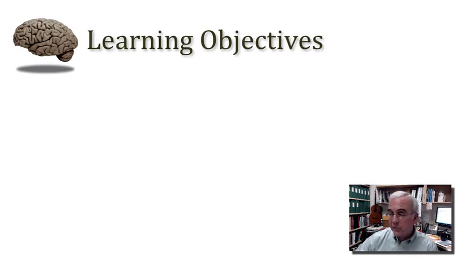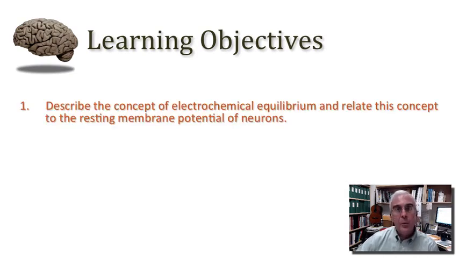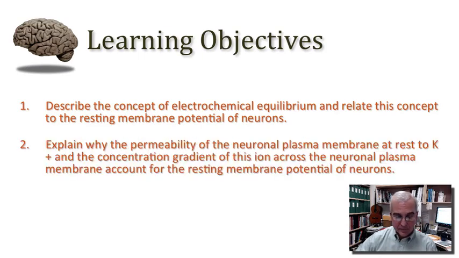So we do have some learning objectives for you today. I want you to be able to describe the concept of electrochemical equilibrium and relate this concept to the resting membrane potential of neurons. I want you to be able to explain why the permeability of the neuronal plasma membrane at rest to potassium ions and the concentration gradient of this ion across the neuronal plasma membrane together account for the resting membrane potential of neurons.